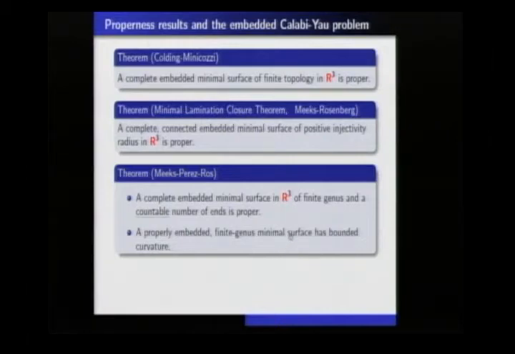But once you know you're properly embedded, there are lots of things you can say. In particular, you can say you have bounded second fundamental form. So you have bounded curvature if you're proper.